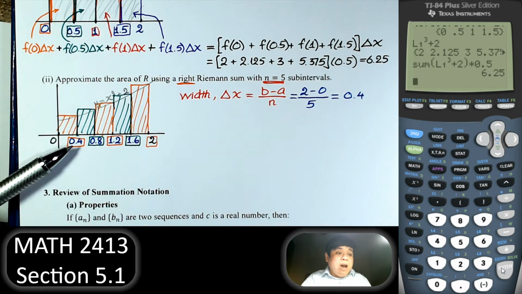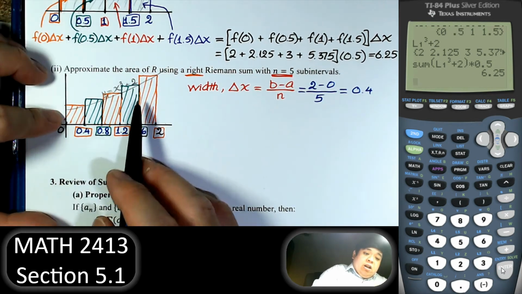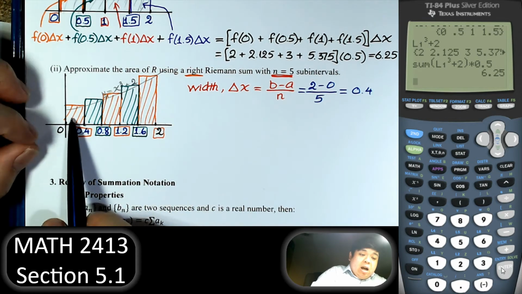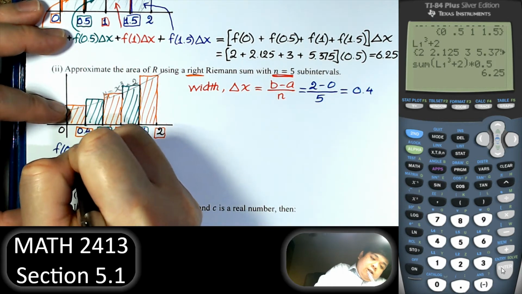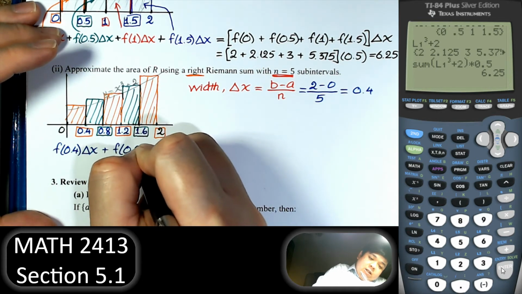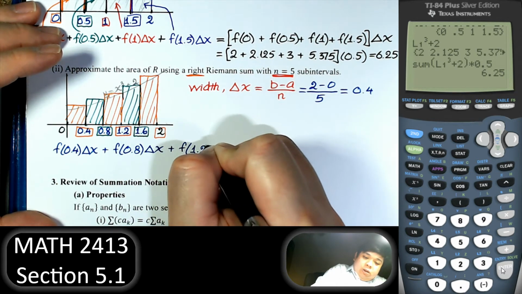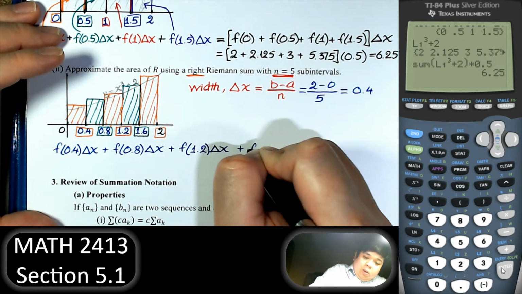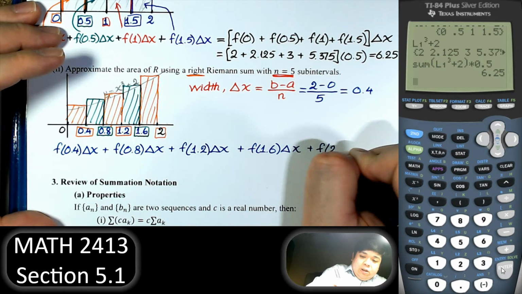So notice that we evaluate at the right endpoint, the right point of each subinterval. So we just write that. The area under the curve is estimated by the sum of the areas of those 5 rectangles. So we have f of 0.4 times the width, f of 0.8 times the width, f of 1.2 times the width, f of 1.6 times the width, and f of 2 times the width.